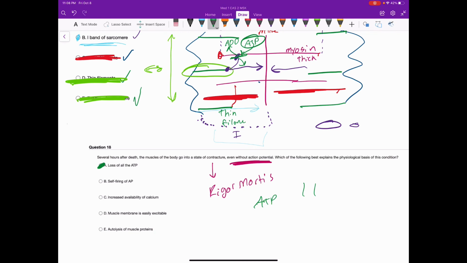Self-firing of an action potential is not going to be an answer because, why? You can't fire an action potential when you're dead, but even if you could, this has to do with muscle contraction, not muscle relaxation. So that's wrong. Increased availability of calcium? Well, you might build up calcium, correct, but is that calcium going to do anything if it can't get detached? If the phosphate head can't get detached, is the calcium going to cause a contraction? No. So that's wrong too.